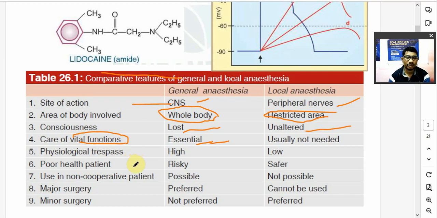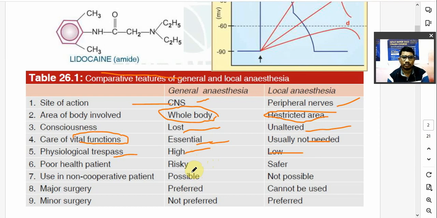Care of vital functions or vital organs. You have to take care of your vital organs during general anesthesia. But this is not a problem with local anesthesia. So usually the care is not needed in case of local anesthesia. Physiological trespass is high in case of general anesthetics. Physiological trespass means change in the physiology. It is high in case of general anesthetics. It is very low in case of local anesthetics. The poor health of patient.